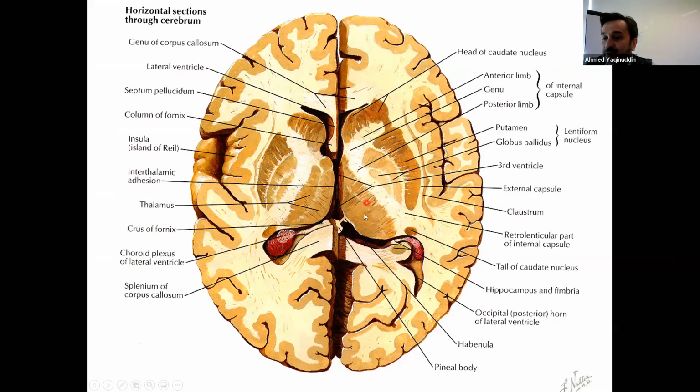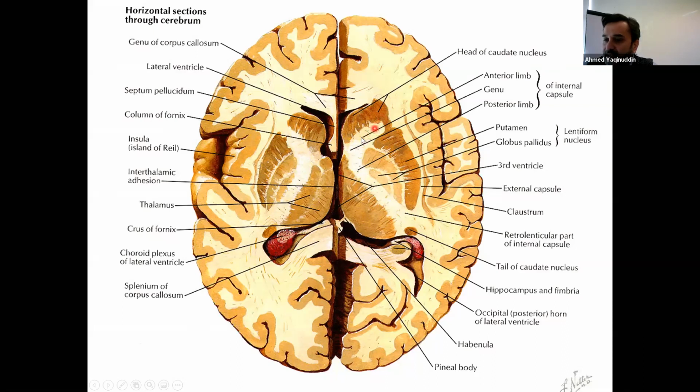This gray matter which you are seeing here is the thalamus. Between the lentiform nucleus and the thalamus, you are seeing this white matter bundle, which is the internal capsule. The part of the internal capsule lying between the head of caudate and the lentiform nucleus is the anterior limb. The part lying between the lentiform nucleus and the thalamus is the posterior limb. Where these two parts join is the genu. So these are the parts of the internal capsule.